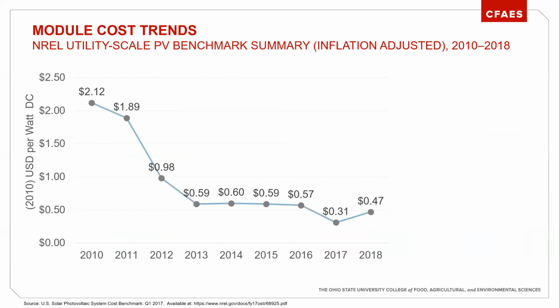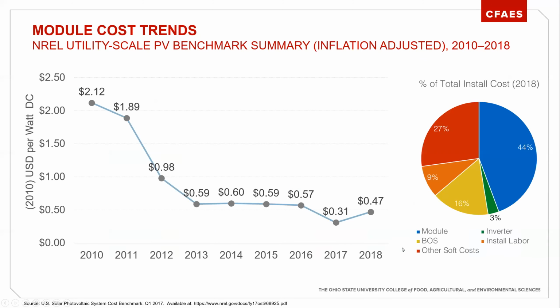So as we look at what has brought the cost down so much in the last decade, a big driver is the module trends. If you look at the cost of PV solar modules, we've seen about a 78% decrease, from $2.12 in 2010 to 47 cents per DC watt in 2018. If you break out the total installed cost for a fixed tilt system in 2018, we said that was $1.06 per DC watt. What this is saying is 47 cents of that $1.18 was allocated towards purchasing the modules.